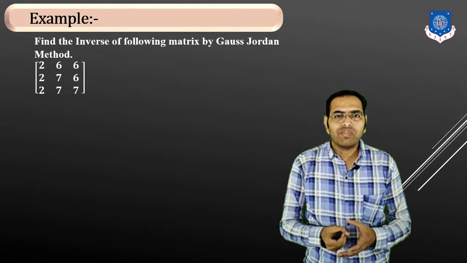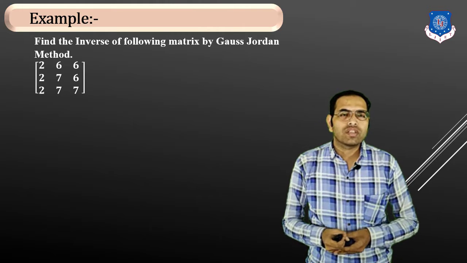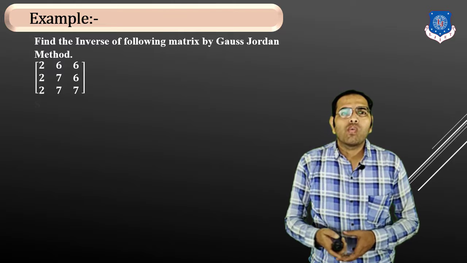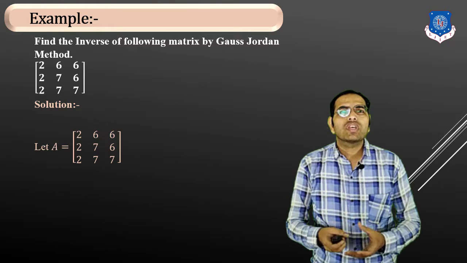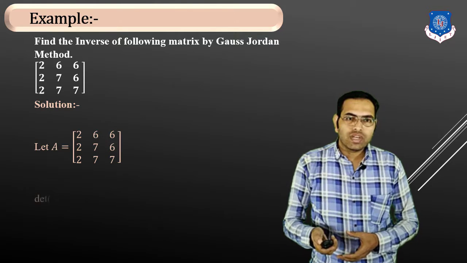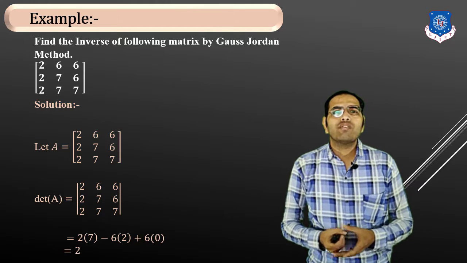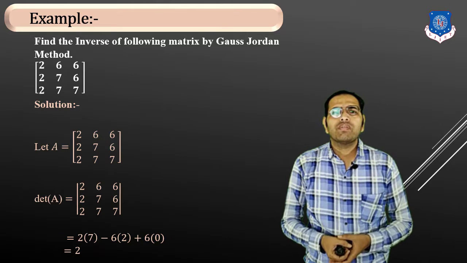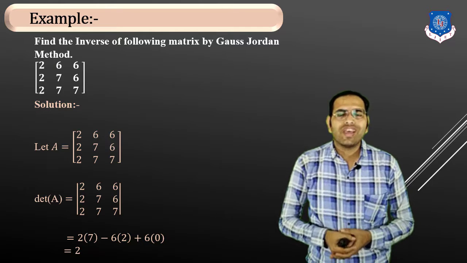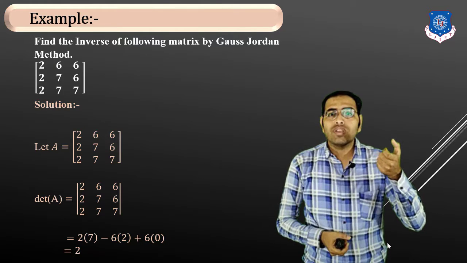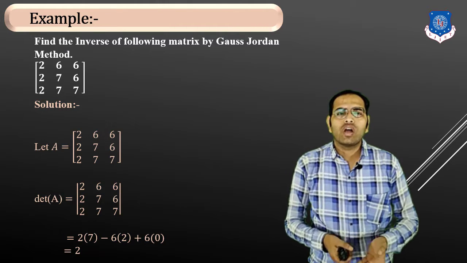Find the inverse of the following matrix by the Gauss-Jordan method: 2 6 6, 2 7 6, 2 7 7. Firstly, whatever matrix is given, that is our capital A: 2 6 6, 2 7 6, 2 7 7. First, does A inverse exist or not? For that, we have to find the determinant. If determinant is not equal to 0, then A inverse exists. If determinant equals 0, then A inverse does not exist. That means if the matrix is non-singular, then A inverse exists; if it is singular, then A inverse does not exist.